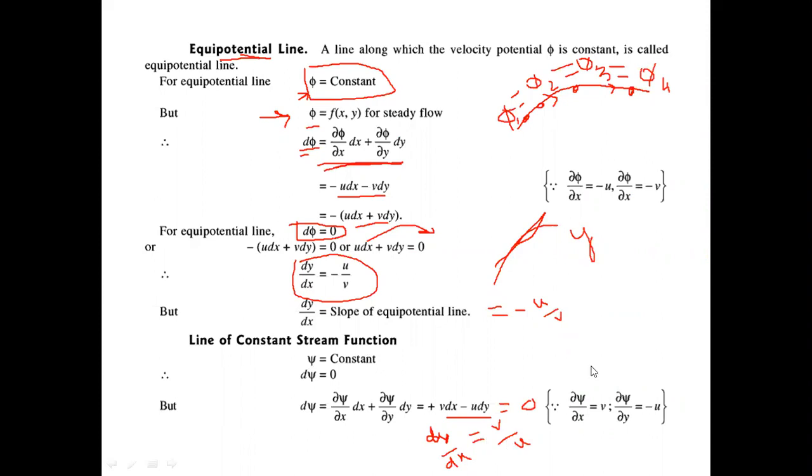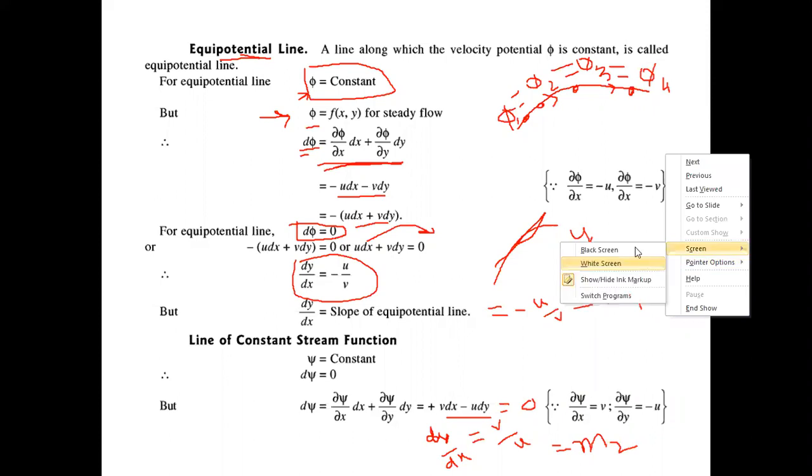Fine. If I denote the slope of the equipotential line to be m1, and the slope of the line of constant stream function to be m2. So you tell me one thing, there is a mathematical concept again. If I multiply the slopes of two lines, m1 into m2, and the result comes out to be -1, what happens?